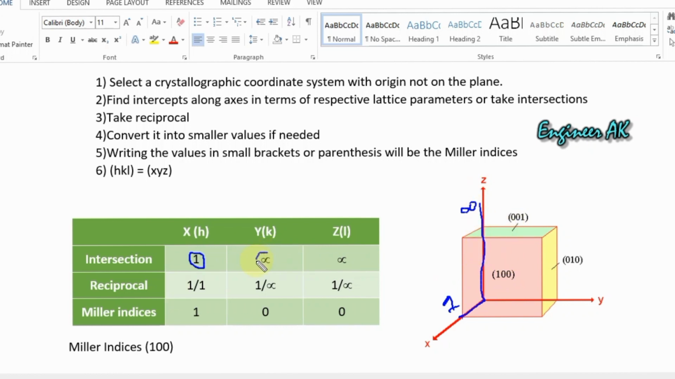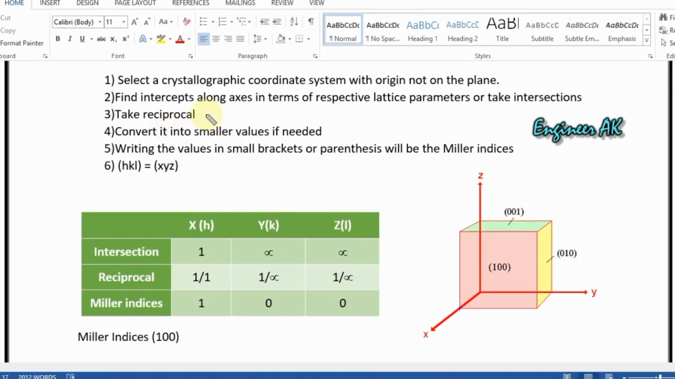So I am taking it as infinity. And same if I see it at the y-axis, it is also parallel. It is not touching this red one, so it is also at infinity. So 1, infinity, and infinity, right?